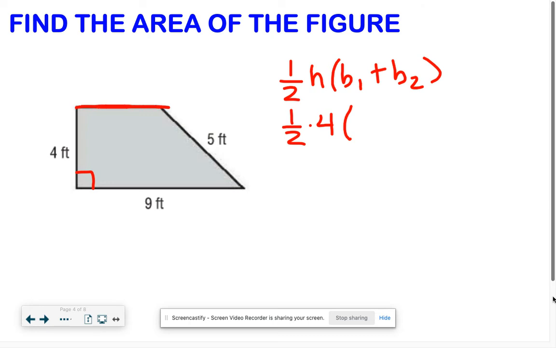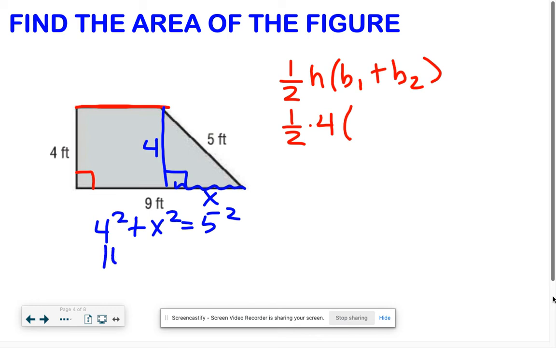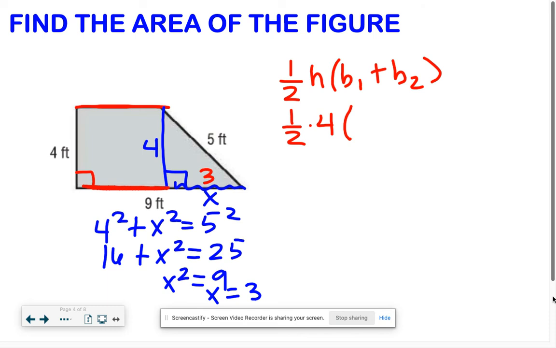But if I move that height over here, 4, we can figure out what this length is here because it's a right triangle. So if I have 4 squared plus x squared equals 5 squared, we'll get 16 plus x squared equals 25. Subtract over, we get x squared equals 9, x equals 3. So if this is 3, then what's left over of 9 would be 6. So there we go. So our top base is 6, our bottom base is 9, and now we just compute.